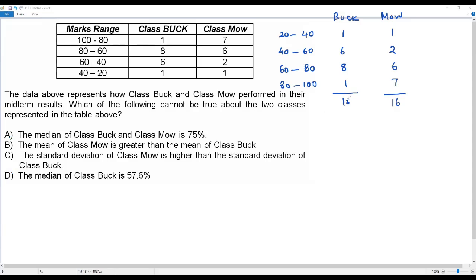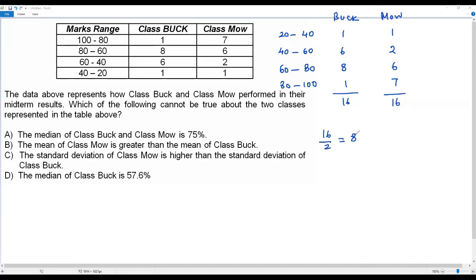So for that I have to divide the sum of the frequencies of Class Buck by 2. Whenever I want to find the median for a particular data, I have to divide the total frequencies by 2. When I divide 16 by 2, I am getting 8. Even if I find the same thing for Class Mow, I'll be getting the same result 8, because here also the total frequency is 16. When I divide it by 2, 8.